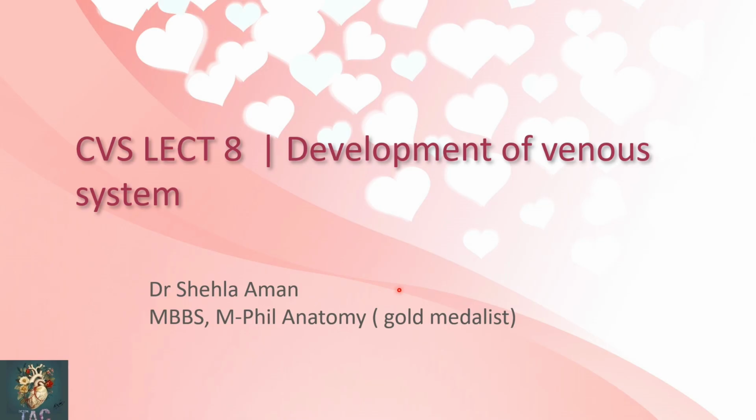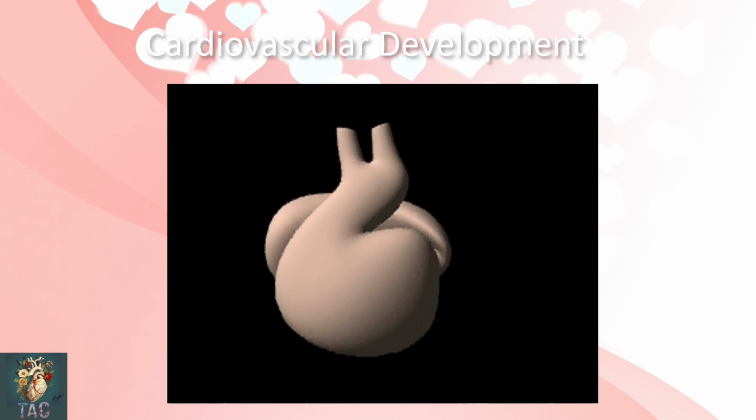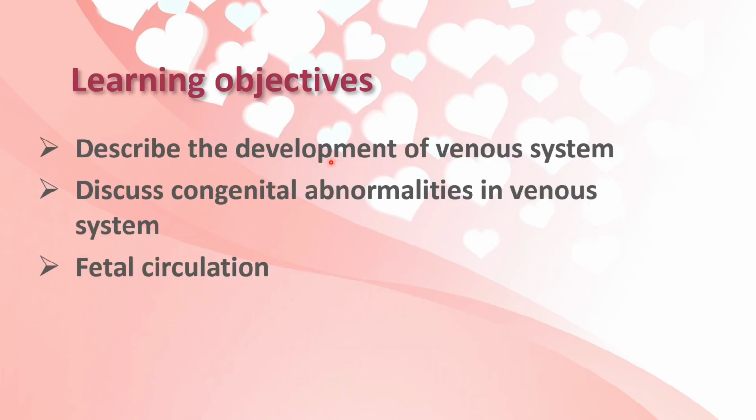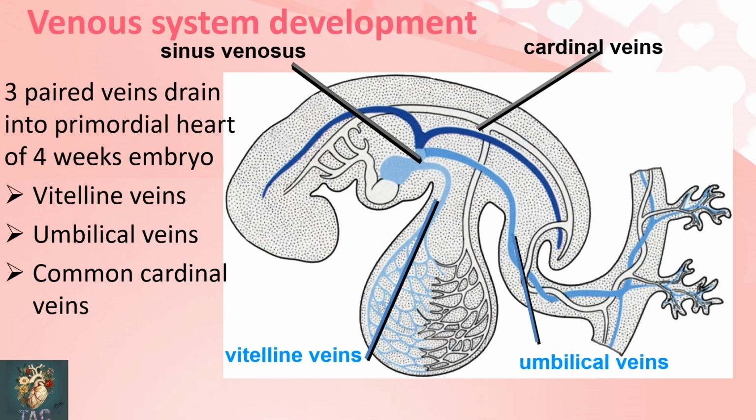In today's class we are going to discuss the development of the venous system of the heart. So this is the diagram of the heart. The learning objectives for today's class are to describe the development of the venous system, including both the inferior vena cava and the superior vena cava, discuss the congenital abnormalities in the venous system, and then the fetal circulation. So first have a look at this diagram.